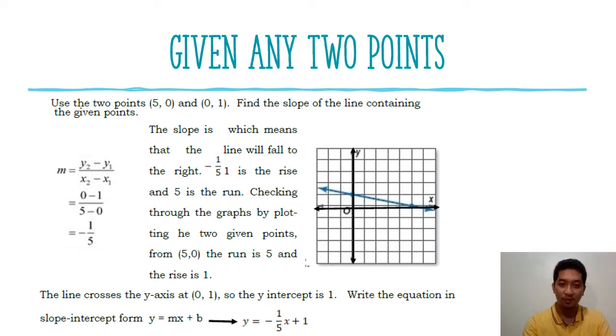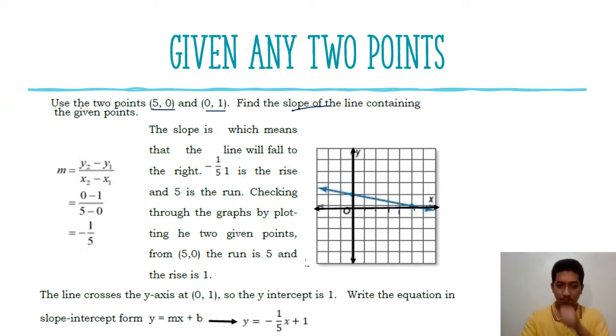So, let's say for example, you have here points 5 and 0 and 0 and 1, and then you're asked to graph or to sketch the graph of it, and then find the slope of the line containing these 2 points. So, simply, madaling-madali lang ito sa inyo. So, you have 5 and 0. Paano ba yun? Count ka lang ng 1, 2, 3, 4, and then 5. And then 0, will I move up or down? Hindi na po kasi 0 nga po siya.